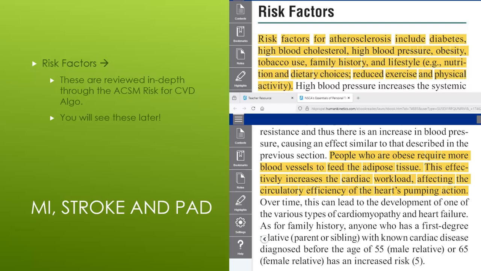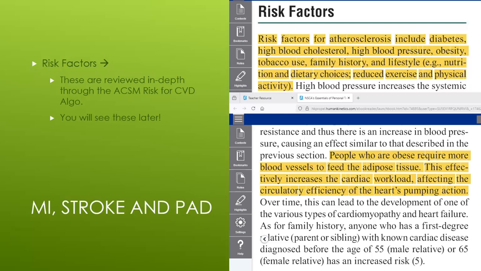Now, the thing that you'll see here later on in these two highlighted passages, you'll see these both later on in terms of quizzes and also test questions, is the other one: people who are obese require more blood vessels to feed the adipose tissue. Now, we know that people who are heavier have to carry around more weight. Now, that is tissue. Adipose tissue is just that. It's just fat tissue. But it requires servicing by blood vessels to feed those tissues.